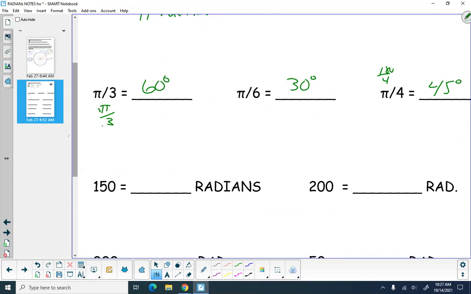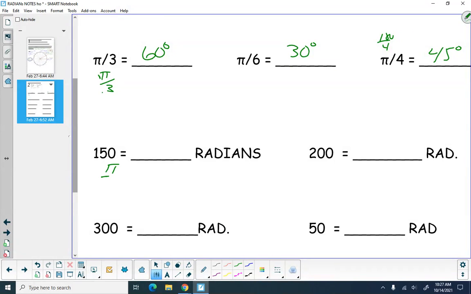But just take a look. What if I had 150 degrees? I want to convert this into radians. 150 degrees in terms of radians. Well, if I take a look up top, I have pi radians over 180 degrees. This will equal x radians over 150 degrees. Pi over 180, x over theta.